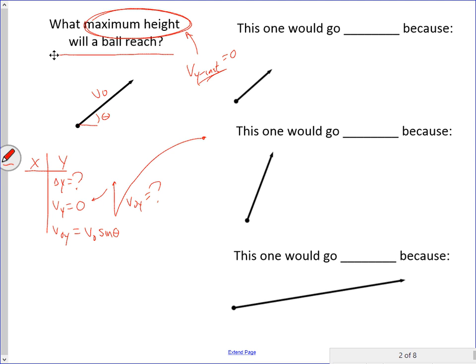I don't know what V0 is. I'm using an arbitrary value, just V0. I don't know what theta is. I'm just saying it's theta. But these things would be true regardless of what values of launch speed and launch angle you got. And of course, you know that a is g downward. V0y is upward. And so with these four things, we actually have enough to write one expression for maximum height.